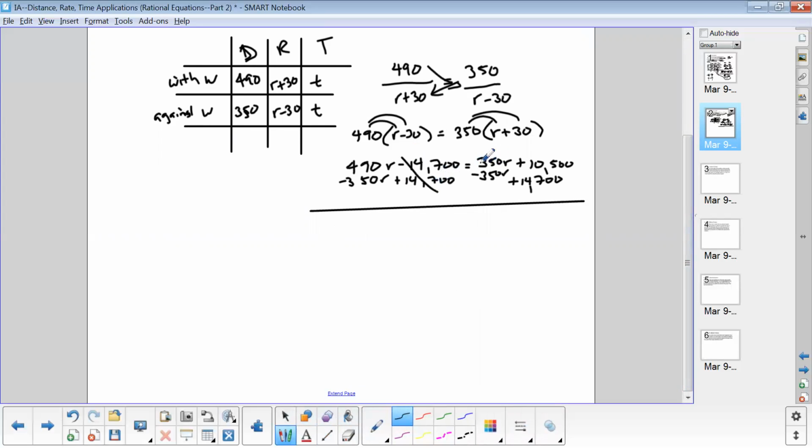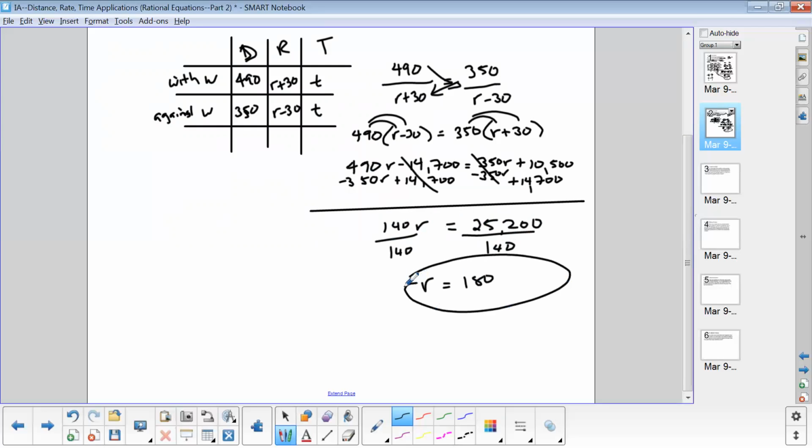So that goes to 0, and that goes to 0. So I'm going to get 25,200, and 490 minus 350, so I'm going to get 140R. When I divide by 140, I'm going to get R is 180. So all that means is that's the speed of the plane.